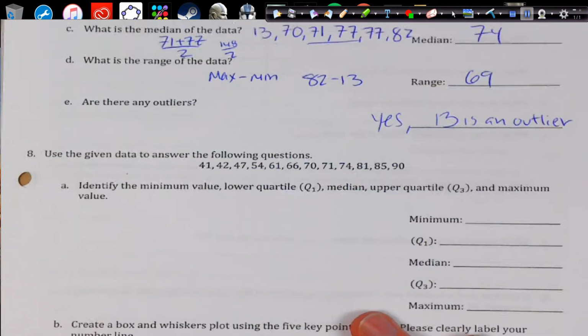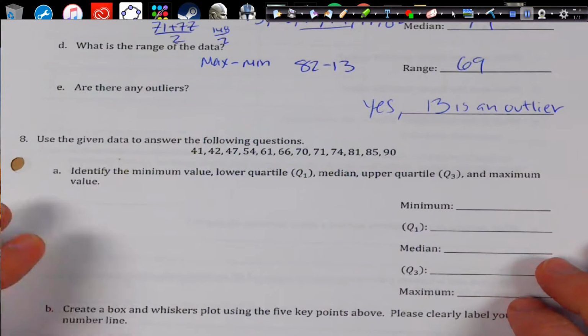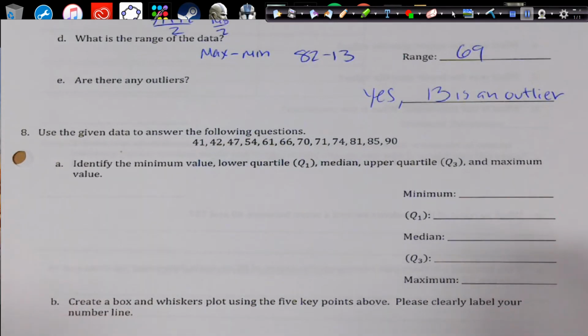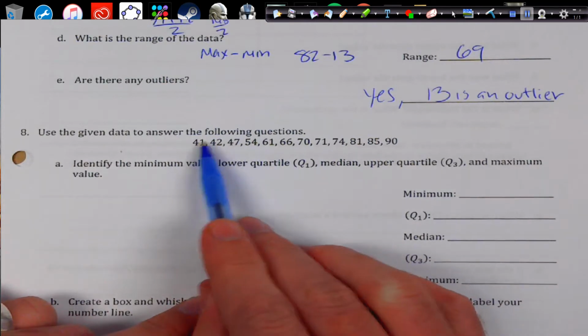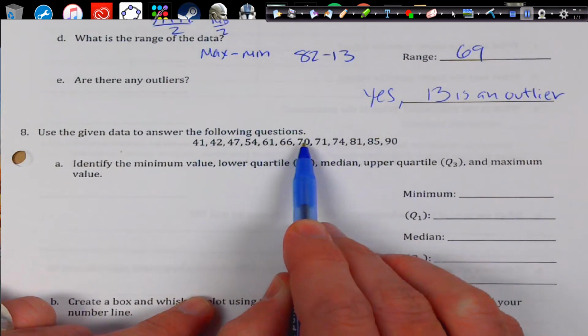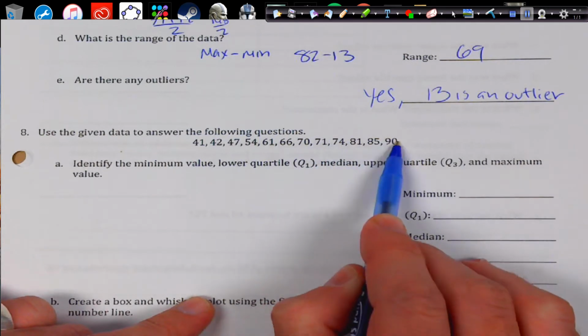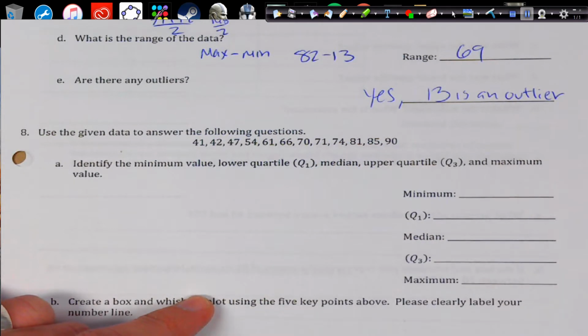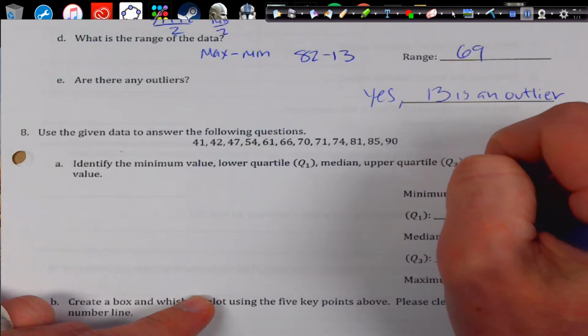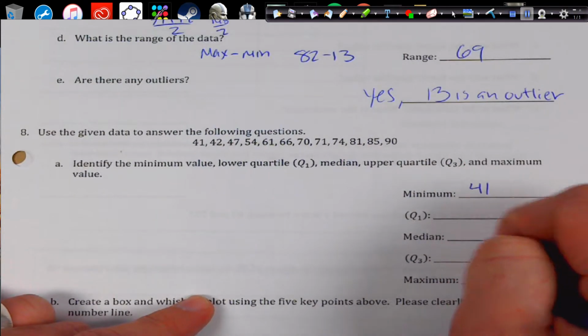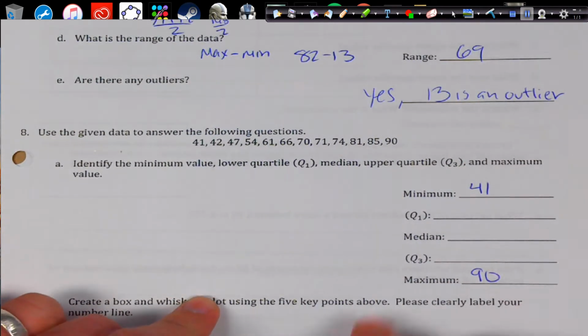Okay. Given the data below, find the following. Now notice that this is already written in order for us, which really helps us. We have 1, 2, 3, 4, 5, 6, 7, 8, 9, 10, 11, 12 values. So we need to go ahead and identify my minimum, which is easy, 41. My maximum, 90. And let's go after our median first.